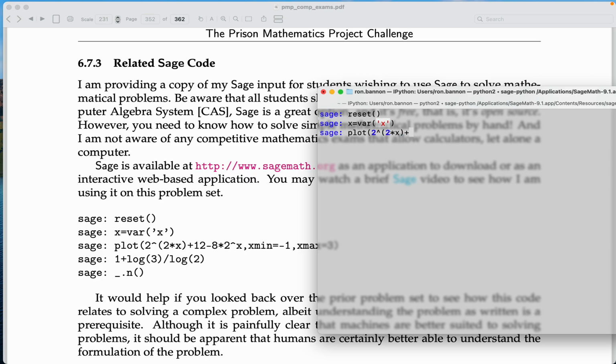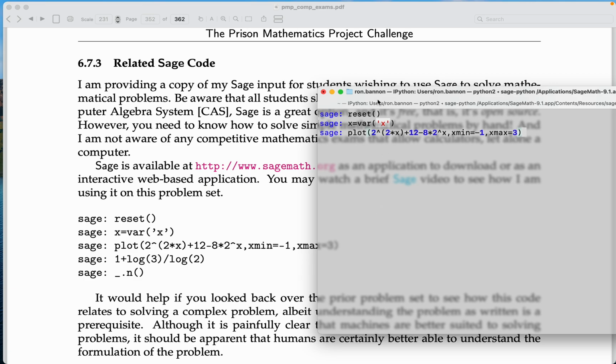And again, we'll go back over the notes to emphasize that this is coming from the notes. Minus 8 star 2 to the x. And they're going to plot the function f of x equals this, which is 2 to the 2x plus 12 minus 8 times 2 to the x. And we're saying x min equals minus 1, and x max is equal to 3.